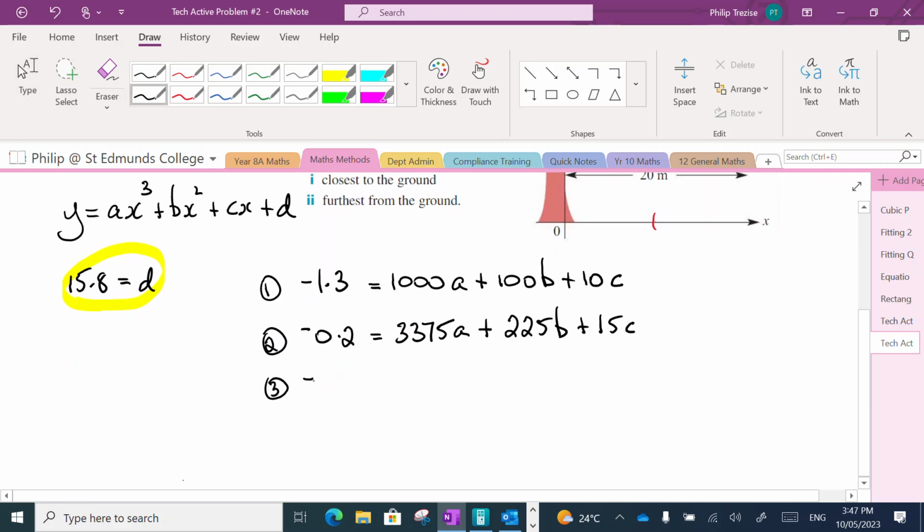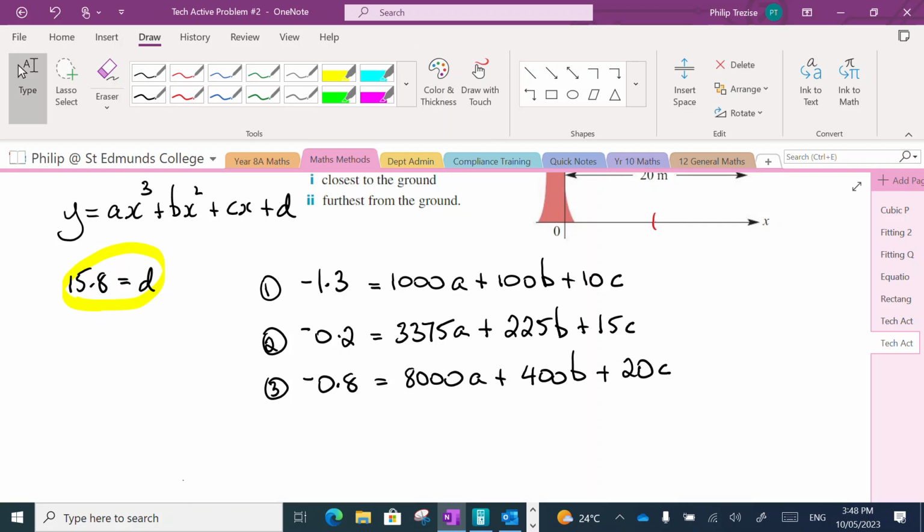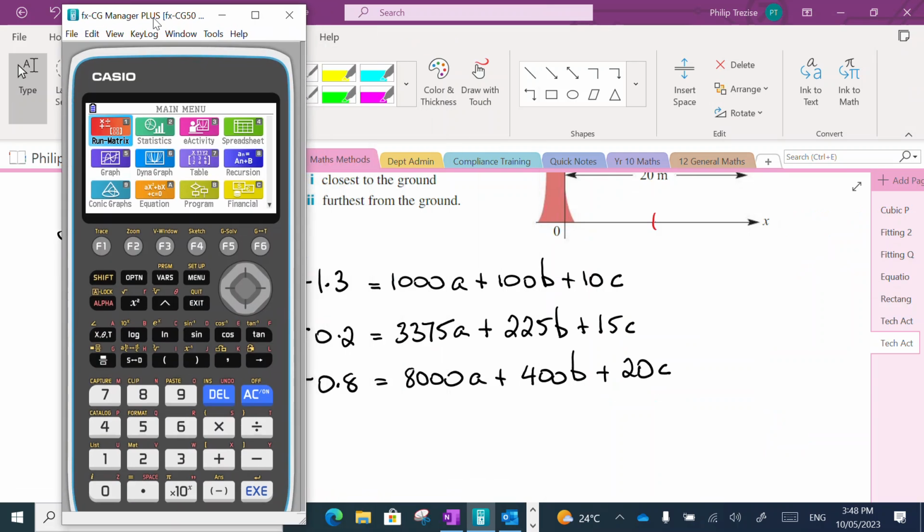I might jump straight to subtracting the 15.8 this time. So I would have had a 15 and I've subtracted the value of d. Now 20 cubed is 8,000a. 20 squared is 400 times b, plus 20c. Now there's my three equations in three unknowns. They're not particularly nice looking equations. I wouldn't want to be solving them on pen and paper.